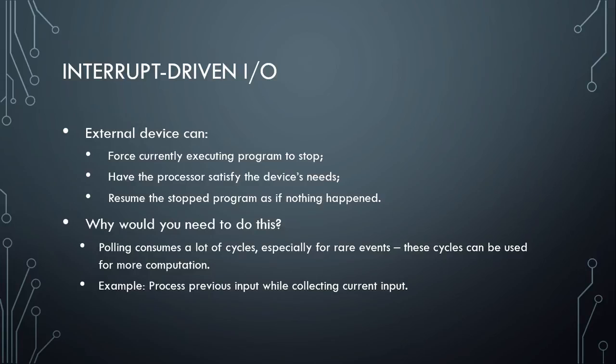So why the need for interrupt-driven I/O? As we've mentioned, polling consumes a lot of cycles, especially for rare events. These cycles could instead be used for other things, such as more computation, using arithmetic operations and stuff like that. So, for example, the processor can process previous input while collecting current input. If you wanted to take that previous input and have it do maybe an addition operation, or some kind of multiplication operation, you can do that while collecting the next input. Right? That's one of the advantages of interrupt-driven I/O.